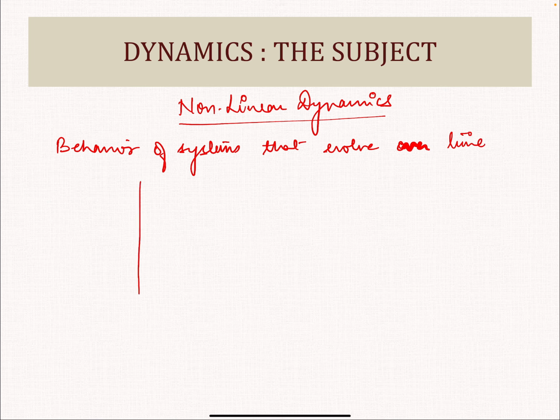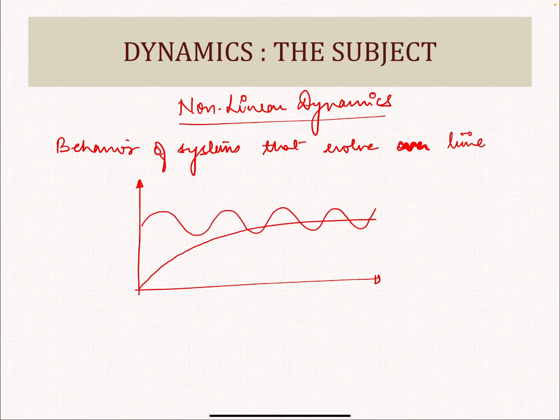Means, let's say, a few state variables that characterize the system may either lead to some equilibrium values or may do some sort of oscillations, and they may exhibit many other sorts of behaviors. So such systems can be studied using this approach called nonlinear dynamics.